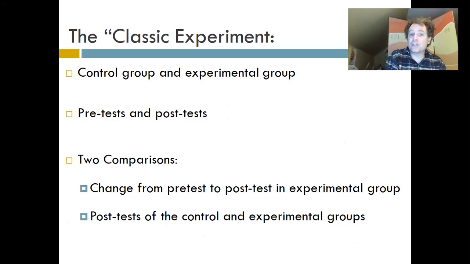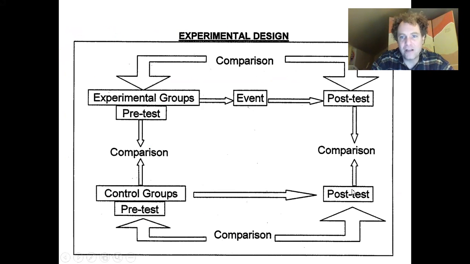Is there a change from the pre-test to the post-test in the experimental group that got the stimulus? If the stimulus is having an effect, there should be a change. Okay. Second, now you're going to test the control group and the experimental group. You're going to test their post-tests, right? So now you've got two groups, your control group and your experimental group, and you've got two post-tests, right?